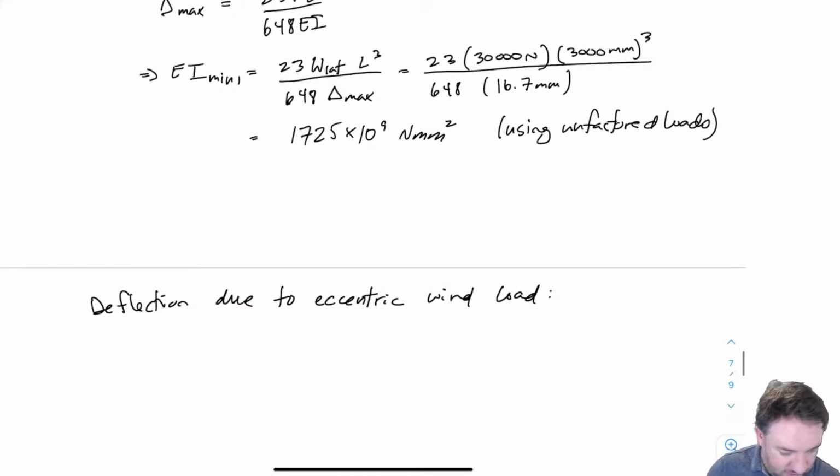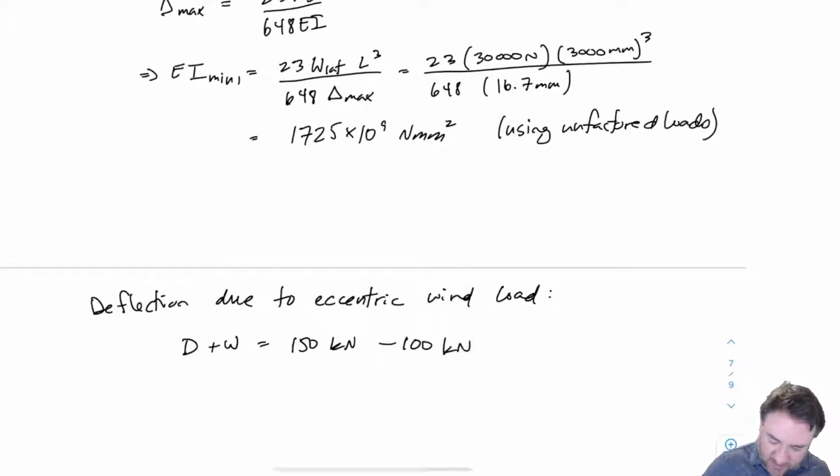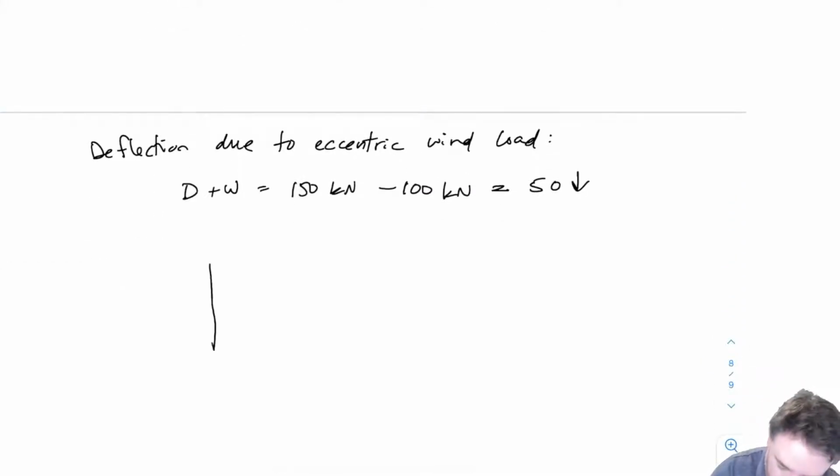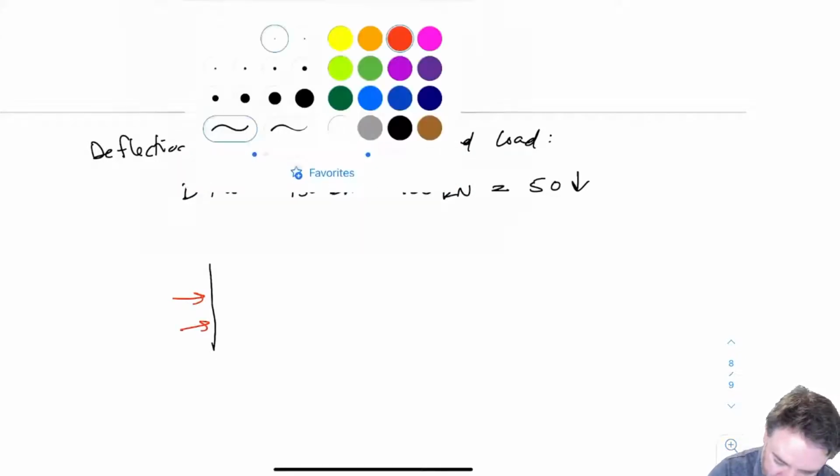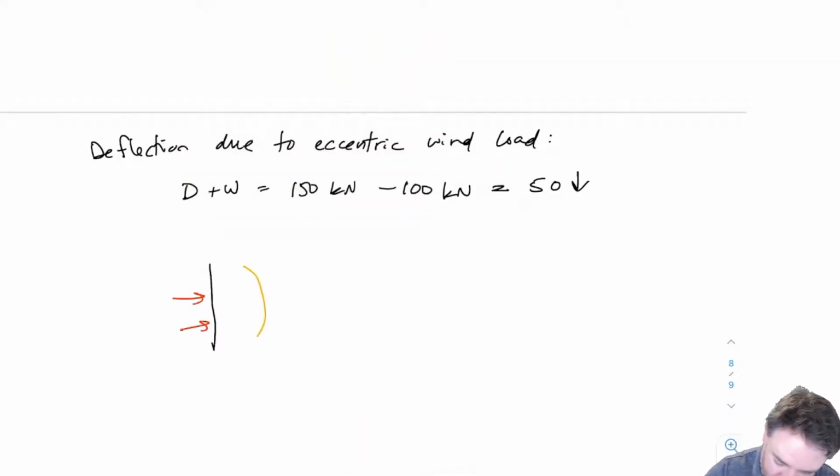The applied load that we're interested in here is basically dead plus wind, and dead is 150, and wind is negative 100. So this is going to end up being 50, but downwards, which means that it's actually going to bend it in the opposite direction. So we have this situation here. We have this load bending like this. So we have a bending that is in this direction.